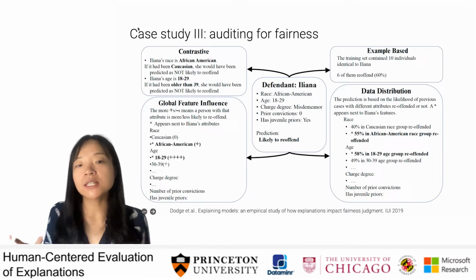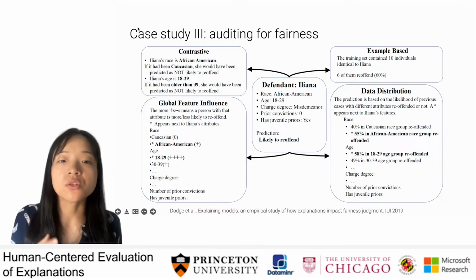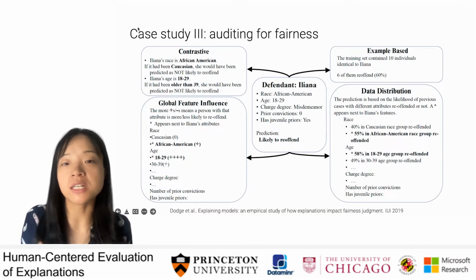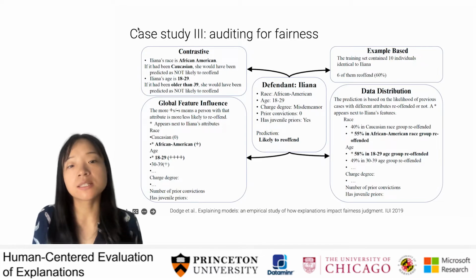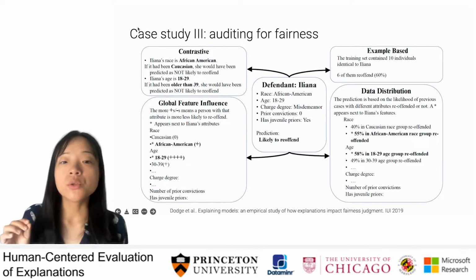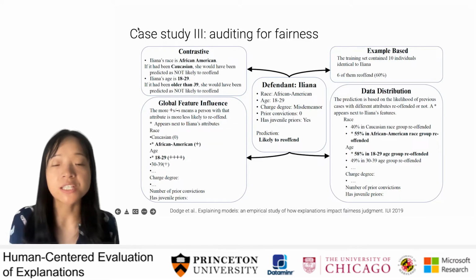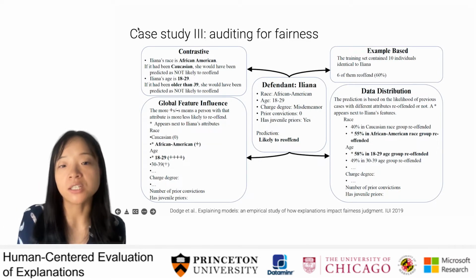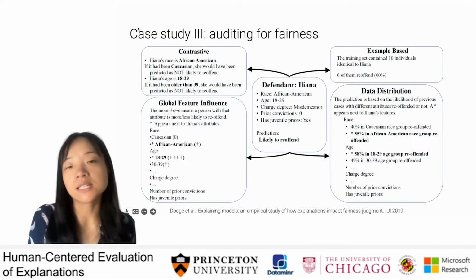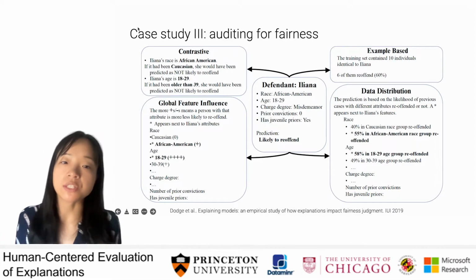Now I want to quickly discuss a third use case. That is to use explanation to audit for model fairness issues. This is a study that we published at IUI 2019 led by my collaborator John Dodge. So we used a recidivism prediction task. That is, the model suggests if a defendant is likely to reoffend, to assist the human decision maker, realistically the judge, to make a bail decision.